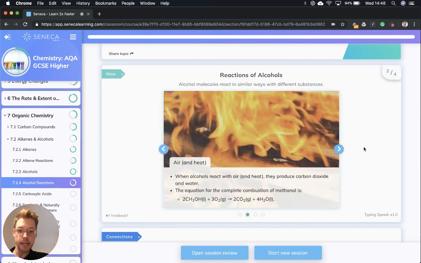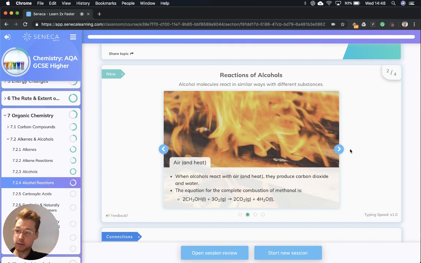The next one is when we add air and heat to alcohols, they produce carbon dioxide and water. So this is combustion. So the complete combustion of methanol would be methanol plus oxygen goes to carbon dioxide plus water. I'm going to hit you up with the symbol equation. It's 2CH3OH liquid plus 3O2 gas goes to 2CO2 gas plus 4H2O liquid. Okay, so that's the equation for the complete combustion of an alcohol.